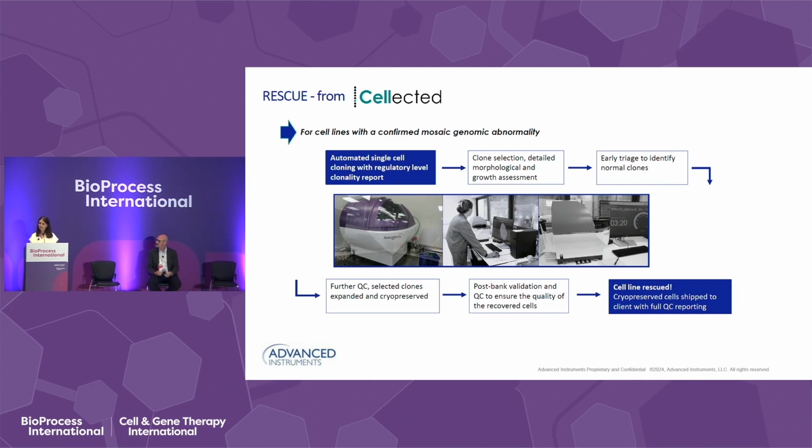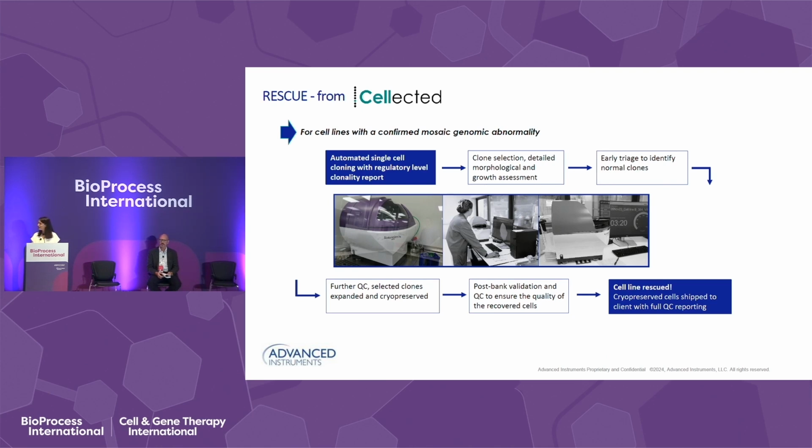So over the last year or so, Selected has been optimizing and validating and developing their rescue platform. And this employs the Advanced Instruments VIPS and Cellmetric X instruments, and it enables them to rescue cell lines even when the wild type is minimal within the population.